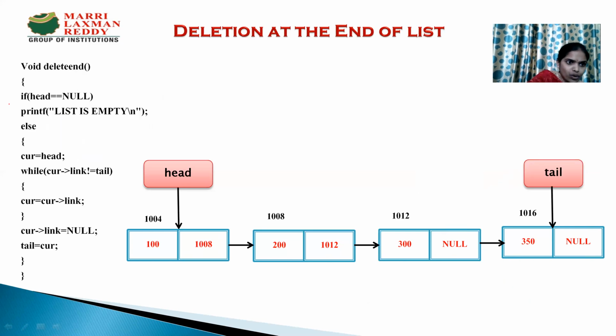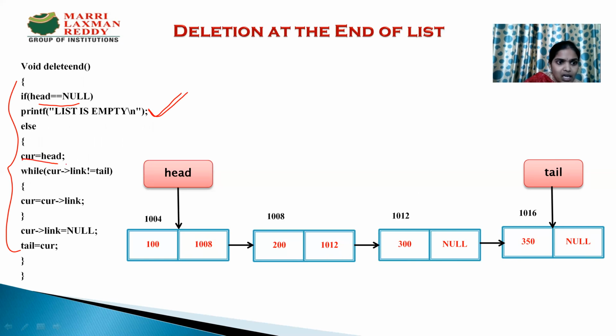Here is the source code of it. Initially, if I'm trying to delete a node from an empty list, it shows that the list is empty. It is empty when the head is null, that is, if there are no nodes in the list. If there are some nodes in the list, then we go for the else statement.